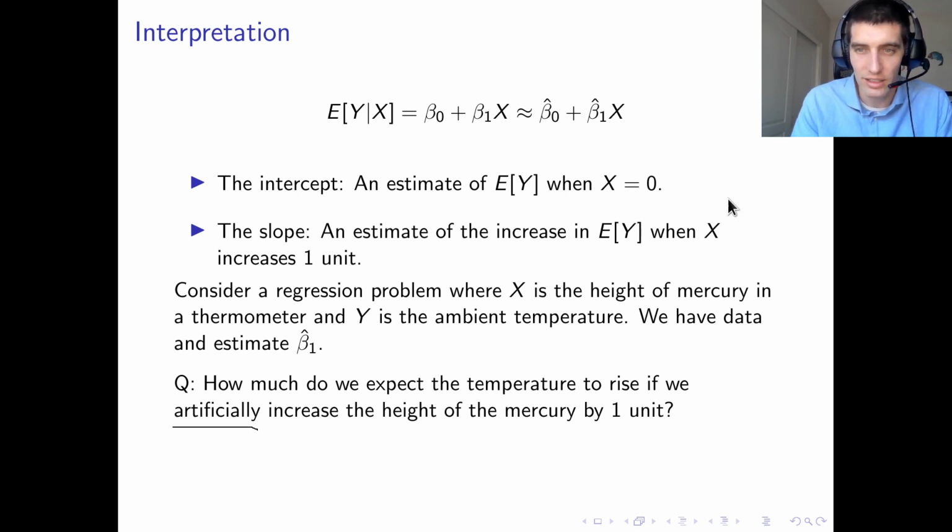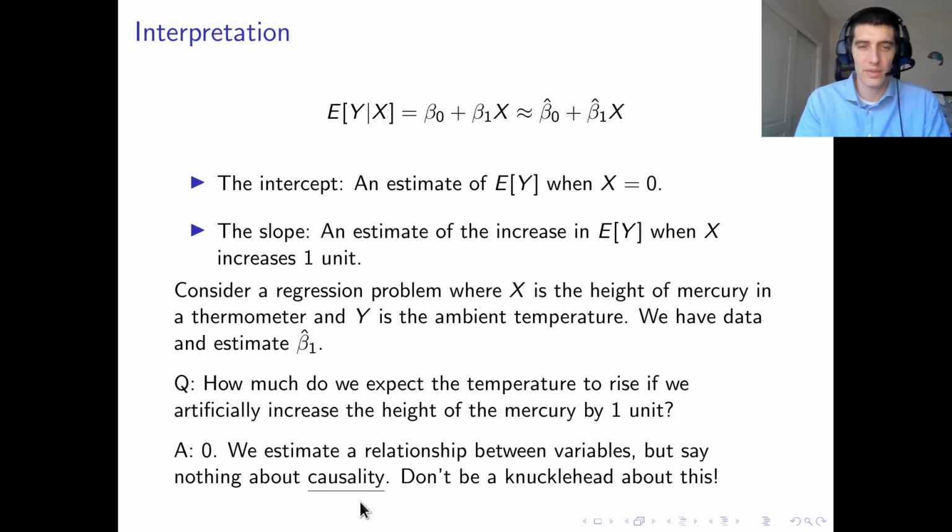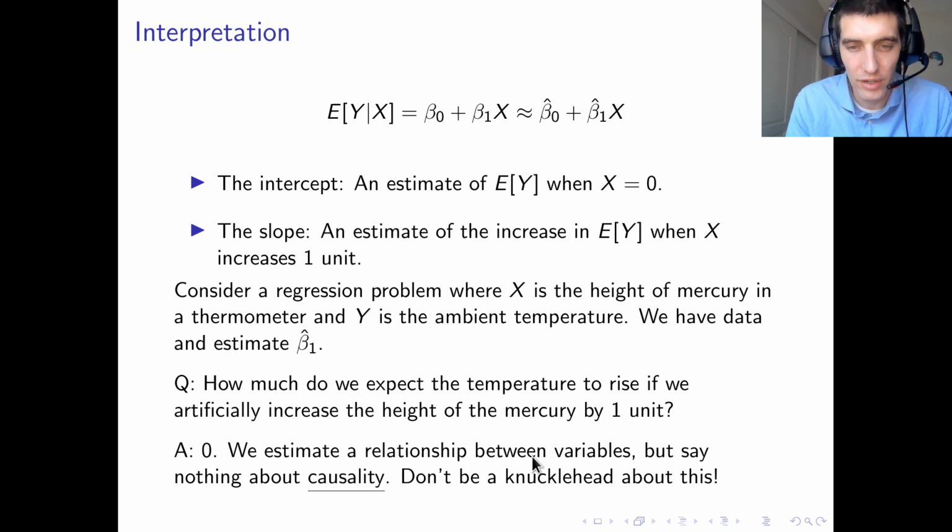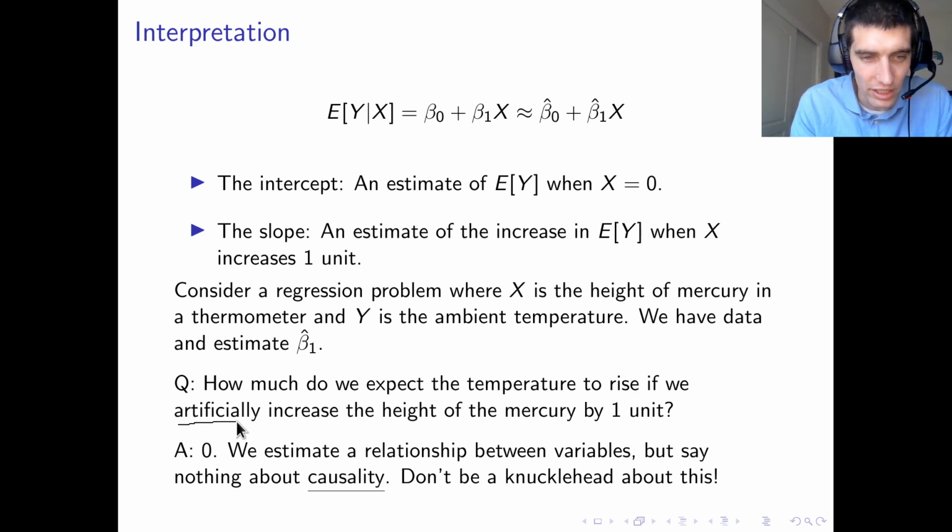Right? I can record a new x, it's going to be higher. The answer here is nothing. Okay? And I just want to make this point because we are estimating some relationship between variables, but we're actually not estimating anything about causality. So when I add this extra condition in here artificially, sort of changing the relationship between x and y when I step in and do something manually, right?